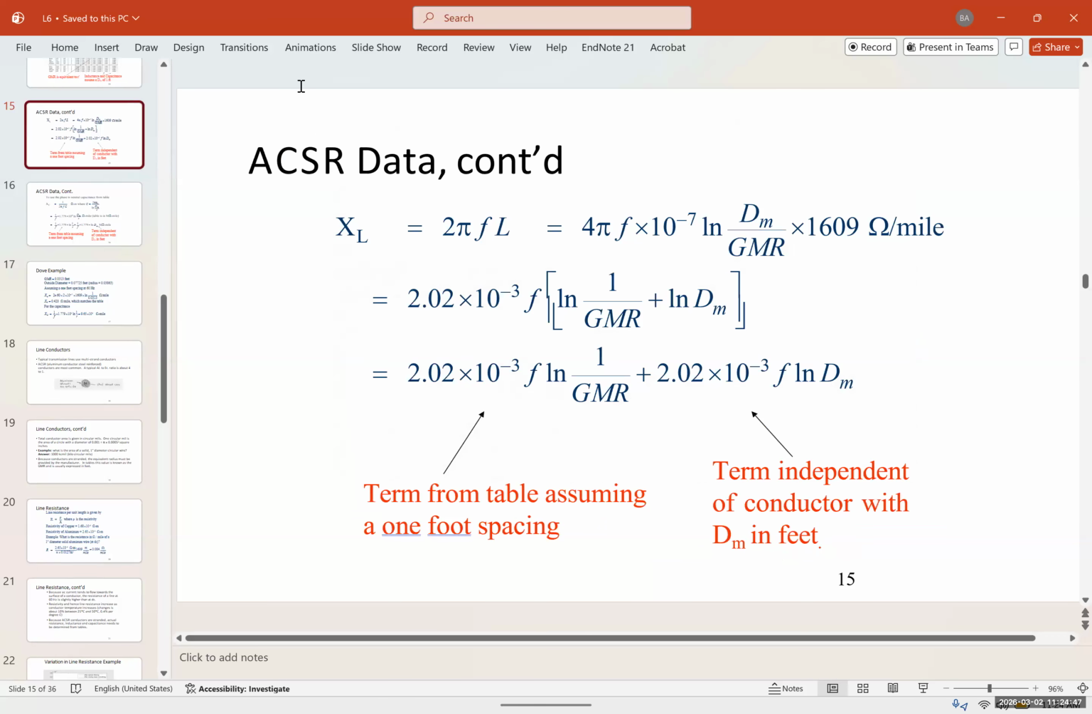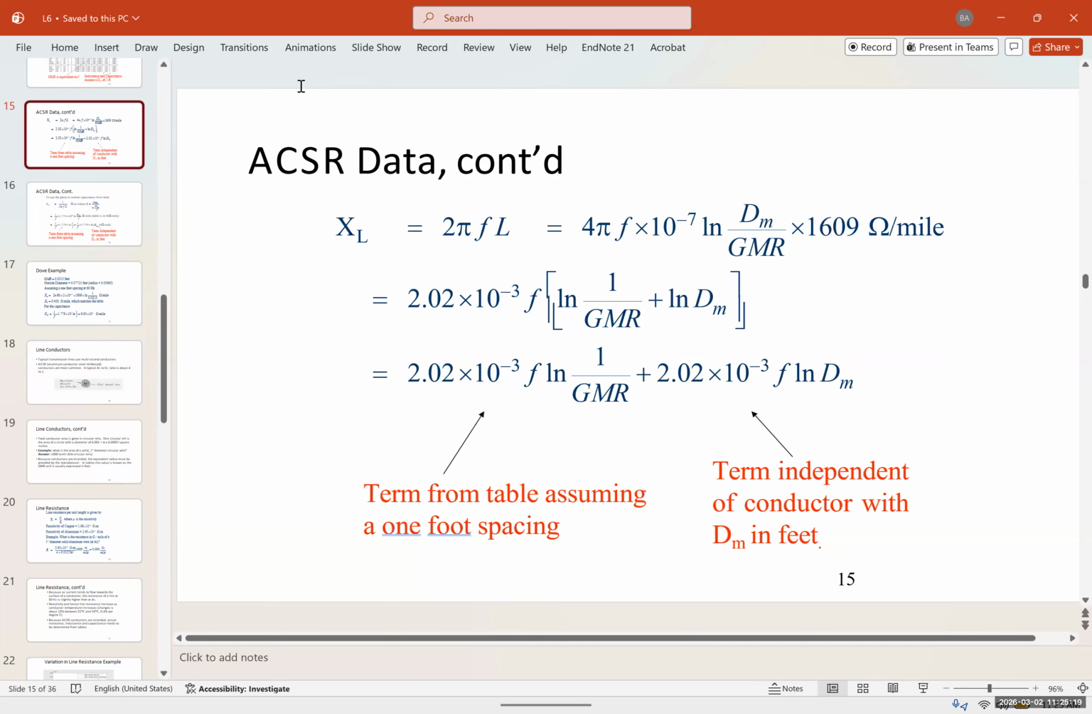Let's continue that. If we want to find the inductance, XL is going to be 2 pi F L, or omega L. This is the inductance. It's going to be 4 pi F times 10 to the power negative 7 times ln of Dm over GMR, times 1609 ohms per mile.